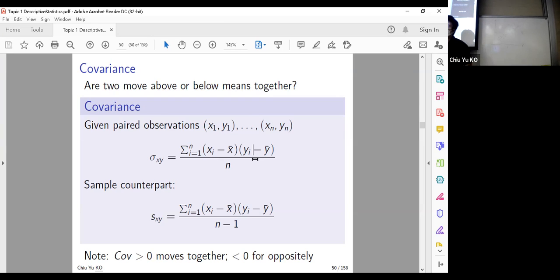Why is it positively related? Because when this point is above the mean for x, and this is above the mean for y, the multiplication gives you a positive number. And here, this is below the mean, so this minus the mean will be negative, and this minus the mean for y will be negative. So this is a positive number.